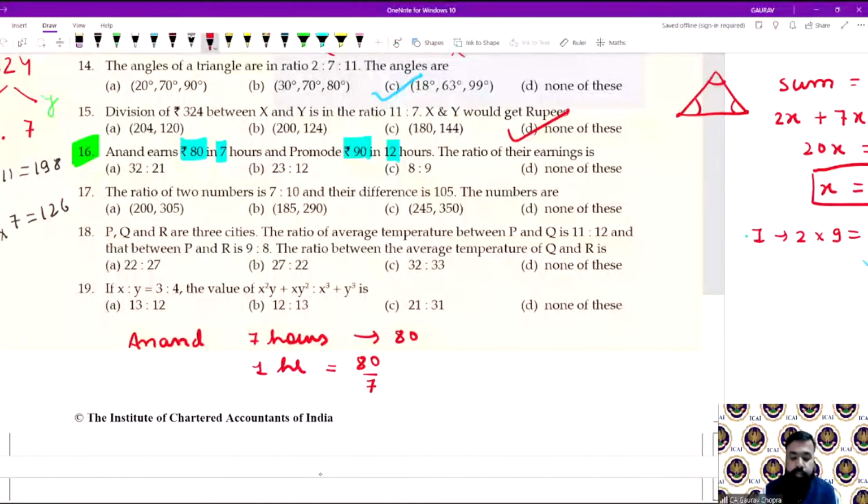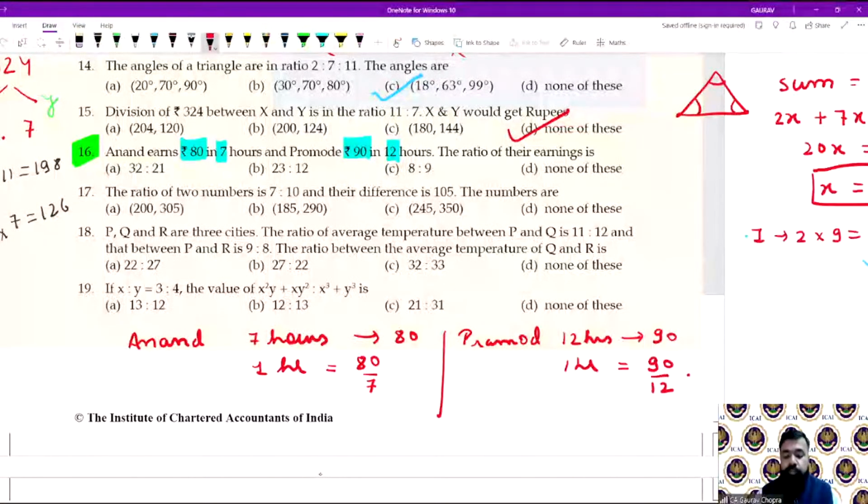80 upon 7. Whereas if we talk about Pramod, Pramod is earning rupees 90 in 12 hours. So in 1 hour, how much is he earning? He is earning 90 divided by 12. Now, if we want to compare, we can compare and find out the ratio.